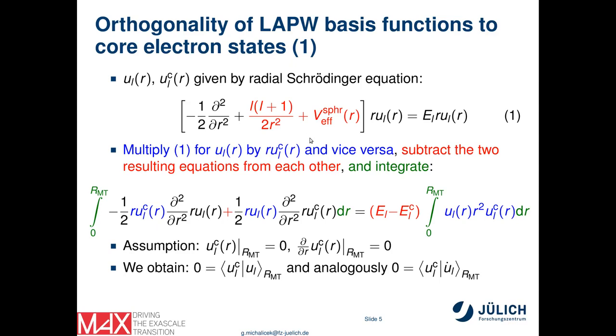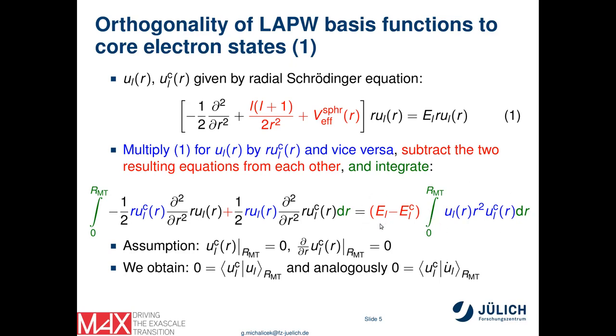And then we subtract the two resulting equations from each other and we integrate over the Muffin-Tin sphere. And we end up with this equation that we see here below. What you see here immediately is that these red terms, the angular momentum barrier and the effective potential, vanish because they are in both equations and they cancel each other. And on the right hand side we already have some scalar product times some energy difference.